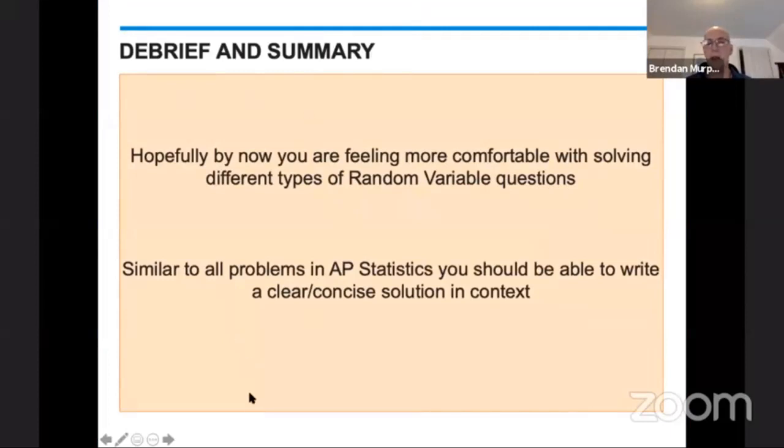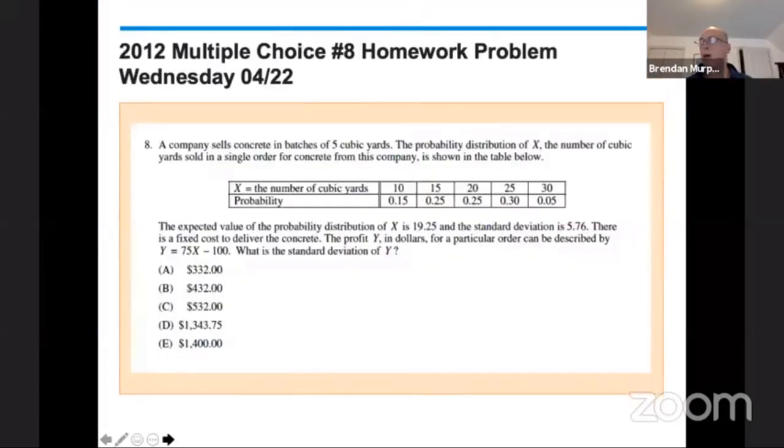Similar to all problems in AP Stats, you should be able to write down a clear, concise solution in context. It's so important. Every year when we grade problems, unfortunately, students will lose a point, sometimes 2 points, for lack of context. They have some numbers, they have some math, but there's no context, and that's super, super important.